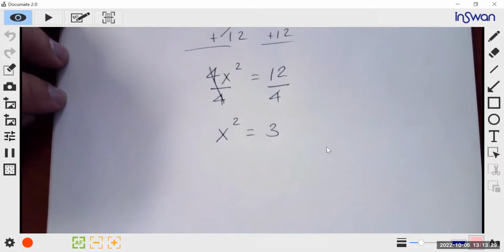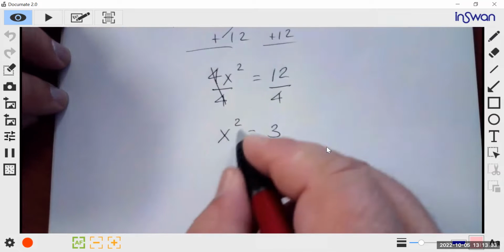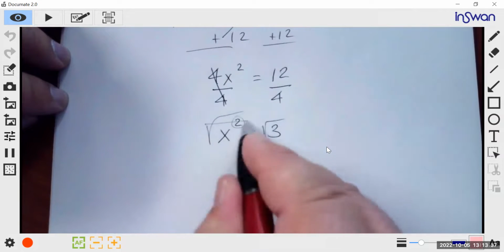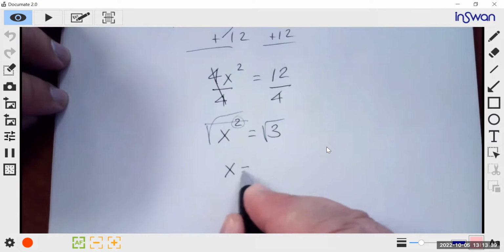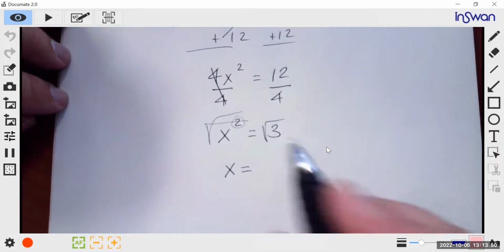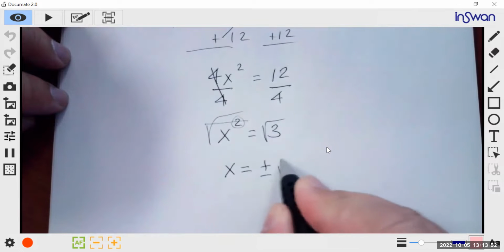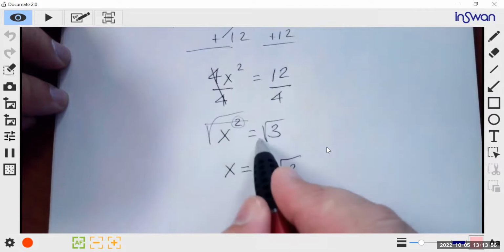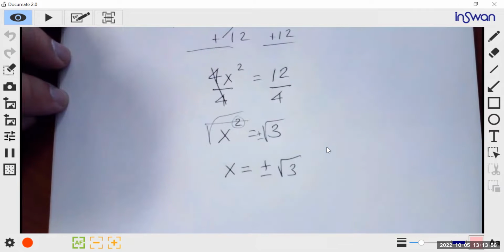And next step. To get rid of the square, we have to square root both sides. So x is equal to what? Plus or minus the square root of 3. Because whenever I square root the squared, I have to put a plus or minus in front of it.